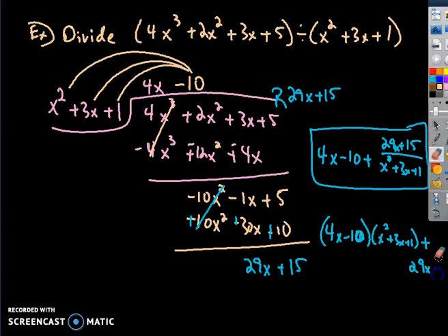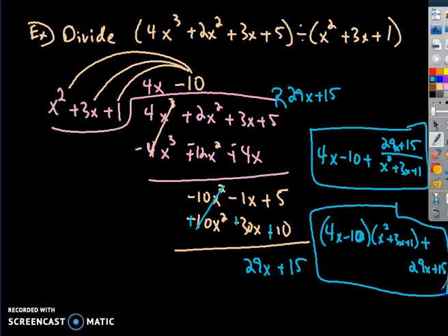So it depends on what author you're reading, how they want you to write it. It could be written this way, where they write it as a factor and another factor plus the remainder. Either way is true though. If you multiply this together and add 29x plus 15, you will get back what we began with. So that's it. That's true. All right, that's all. Got another note.